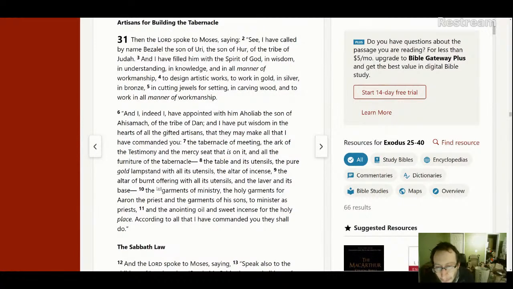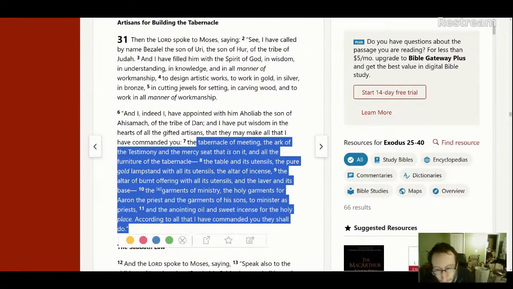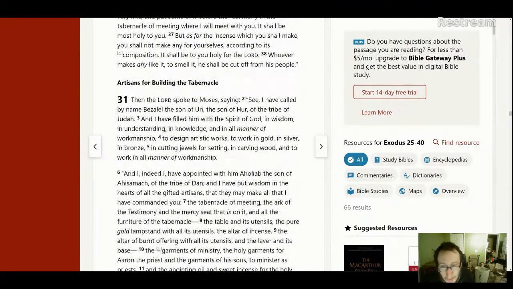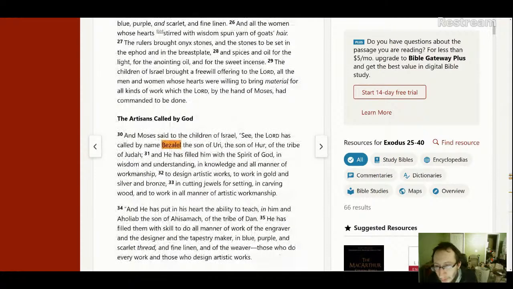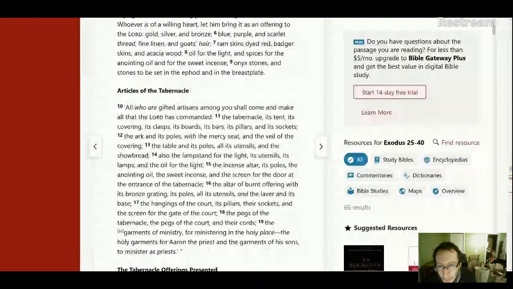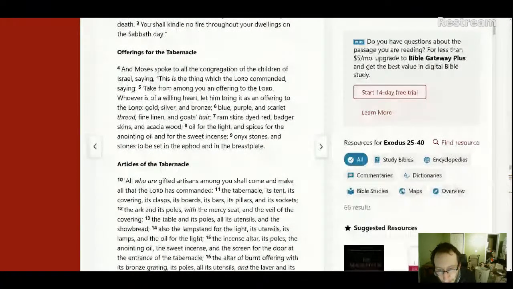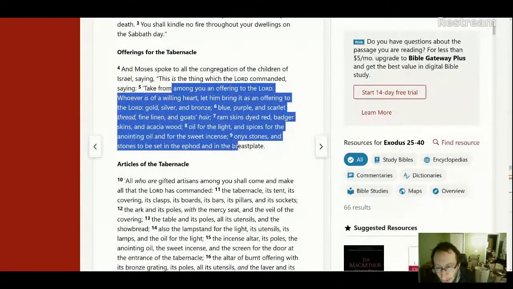I indeed have appointed with him Aholiab, the son of Ahisamach, of the tribe of Dan. I have put wisdom in the hearts of all the gifted artisans. They may make all that I have commanded you. Now watch this. We see a repetition later on in chapter 35. Moses spoke to the congregation, saying, bring an offering, get the articles of the tabernacle.